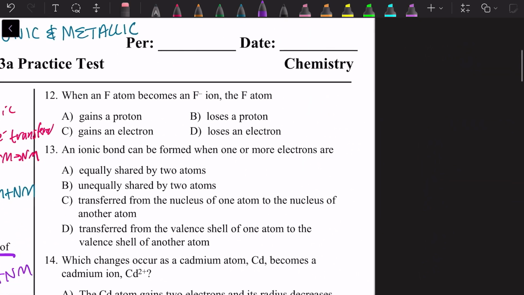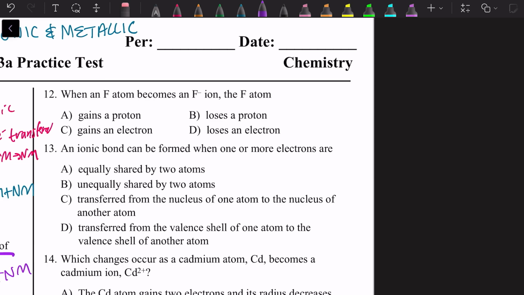Moving along, when an F atom becomes an F ion. So F has 7 valence electrons. When it becomes an ion, to fulfill that octet rule, it is going to have all 8 and that charge. So it's going to gain an electron. Now, if you change the protons, remember back to our periodic table unit, if you change the protons, you are changing the element, not what we're doing. When we're talking about ions, it's just talking about what happens to electrons. Fluorine is a nonmetal, it becomes negative. You only become negative by gaining more electrons.